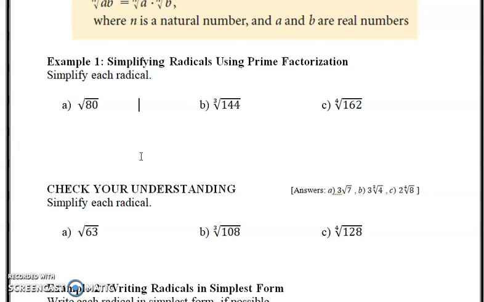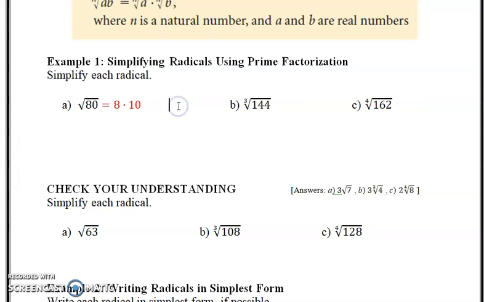I'm going to show something that we learned in chapter 3 when we looked at prime factorization. One way to do it is to look at prime factors. Or you can just look for the greatest factor that's a perfect square. Either way will work, and I will show you both. I'll show you the prime factorization method, and then a way that I like better.